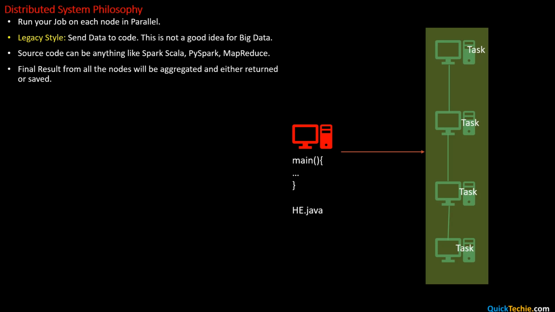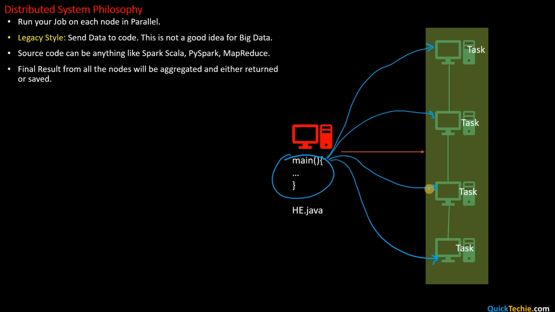Now let's move. So what is distributed system philosophy? Run your job on each node in parallel. As you can see in this diagram, if you have written this program and you wanted it to run across machines, on a different data set on each machine, what you would do is transfer this code to this machine and this code to this machine. On each machine you would transfer your code and that would run separately, basically on a separate data set.